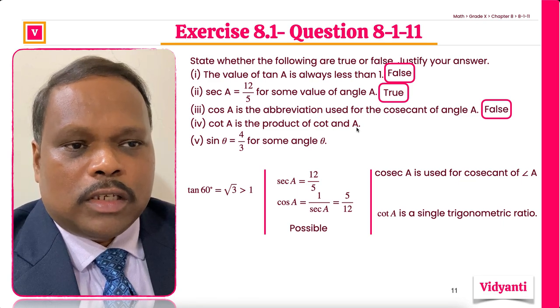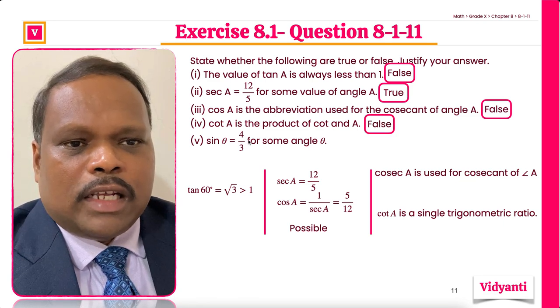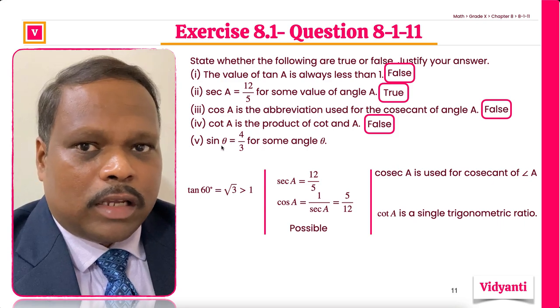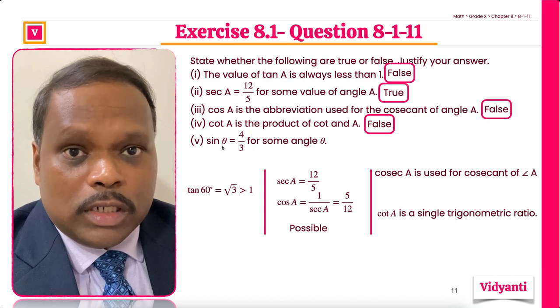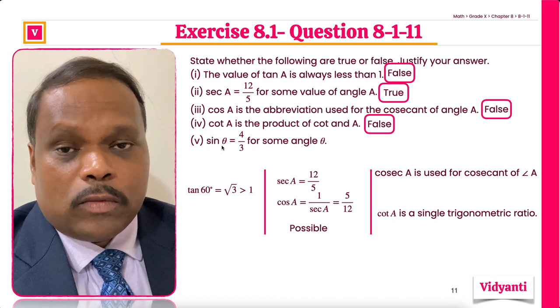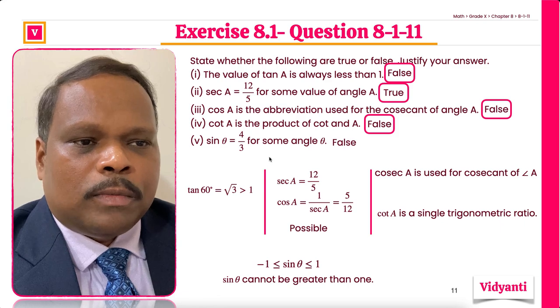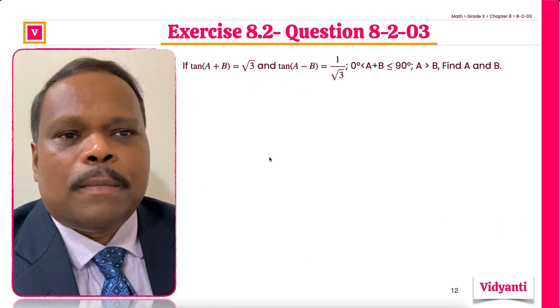So this is false. Sin theta is 4 by 3 for some theta. Well, 4 by 3 is greater than 1. Sine cannot be greater than 1. The most it can go is up to 1 in the case of 90 degrees. So this is highly impossible. So this is false. Let's go to the next question.